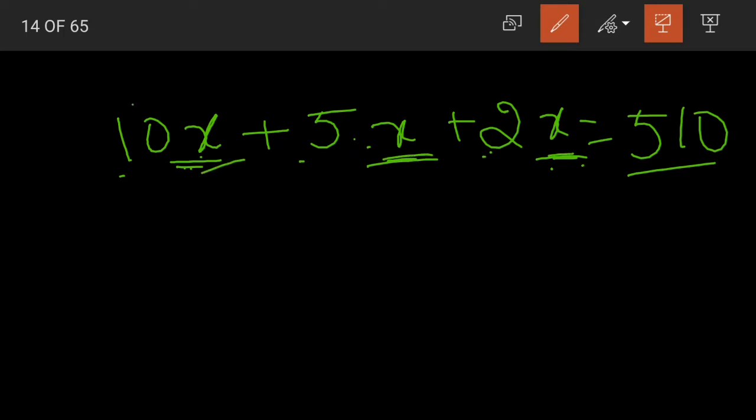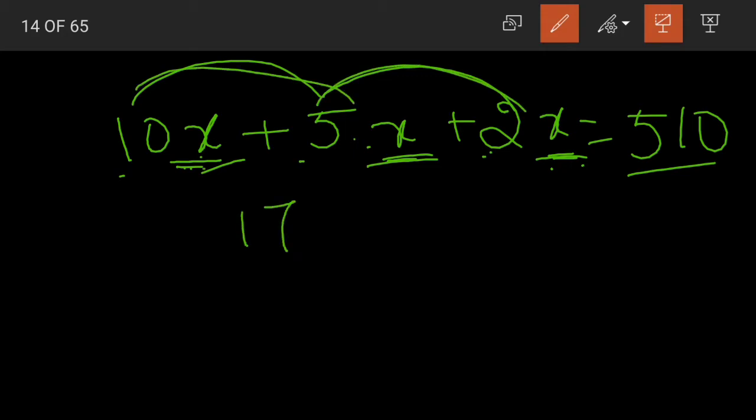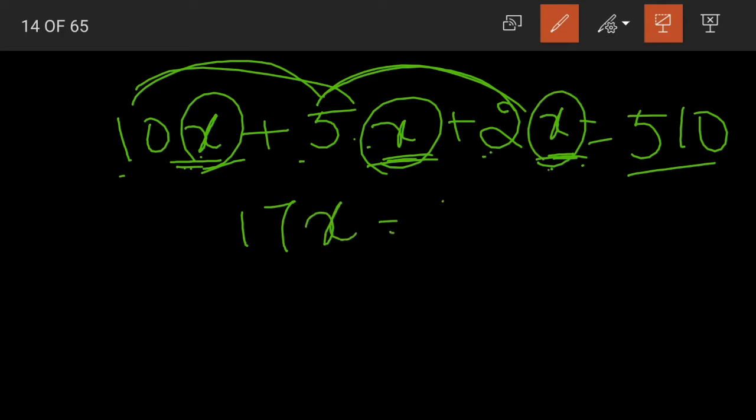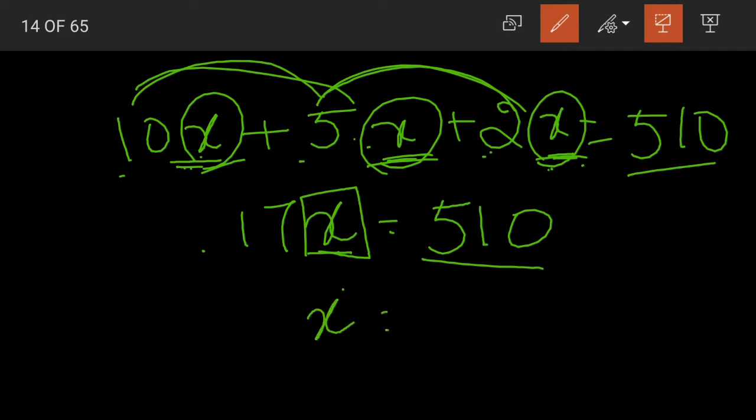Now again, in the previous question I took the example of apples, right, children? In the same way, consider this as 10 plus 5 plus 2 apples. 10 plus 5 is 15, 15 plus 2 is 17, and as all the numbers have x, this will also have x. So 17x is equal to 510. Now what is 1x equal to?